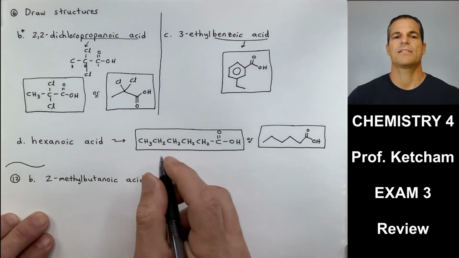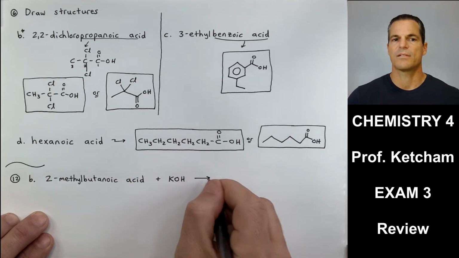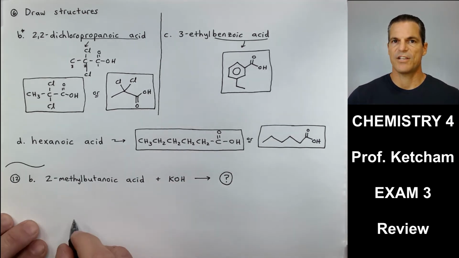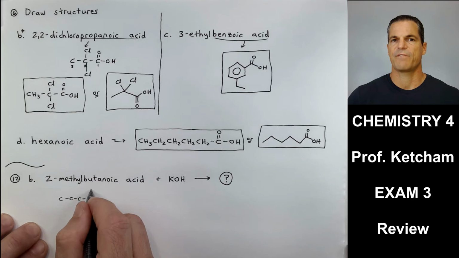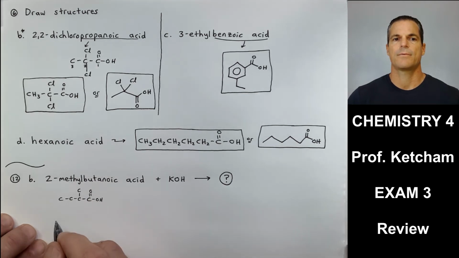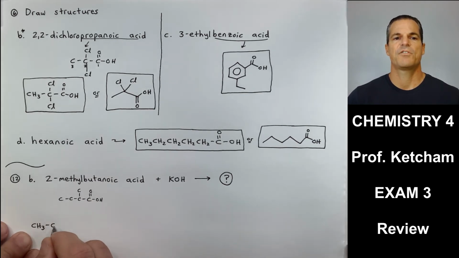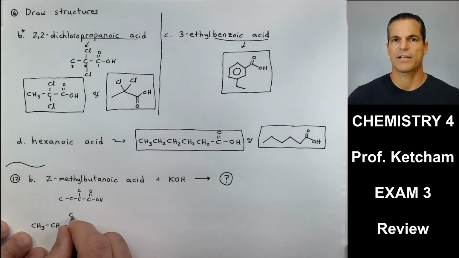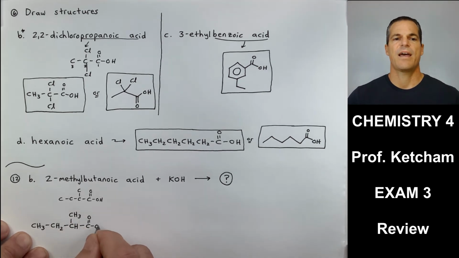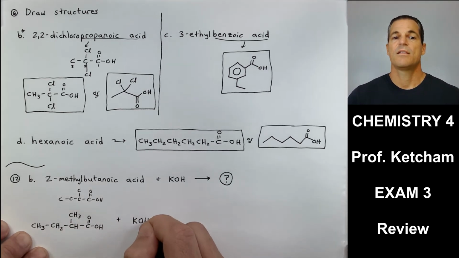2-methyl-butanoic acid plus KOH yields what? Well, this is a neutralization reaction. It's the only reaction you have to know for carboxylic acids. Certainly, I have to draw out the structure in order to predict the product. So I've done that. Down below, you see the KOH.